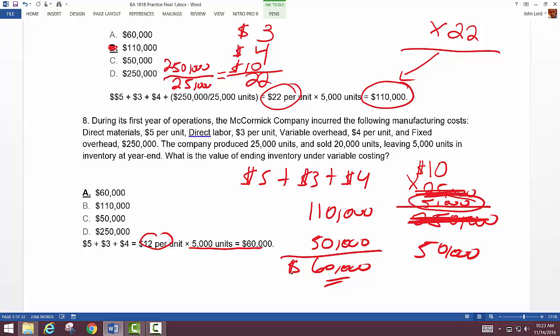Okay. So you really didn't even have to do all that calculation. However you wanted to do it, you could have just picked up the fixed manufacturing overhead per unit times the increase in inventory. Inventory started at 0. We now have 5,000. So we increased our inventory. That increase in inventory is still sitting on the balance sheet, right? Okay, good. Come over.